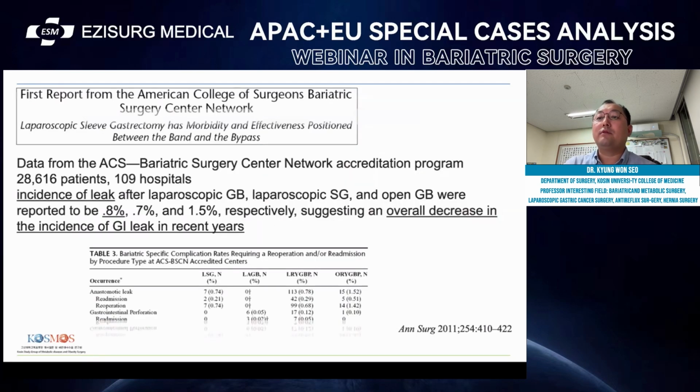Based on the data from the American College of Surgeons network program, the incidence of leakage after bypass and sleeve gastrectomy was reported under 1%. It is very fortunate that it is less than 1%. Although 1% may be a small number, it is difficult for the patient, and due to the nature of surgery for benign disease, it is also a painful time for the surgeon.